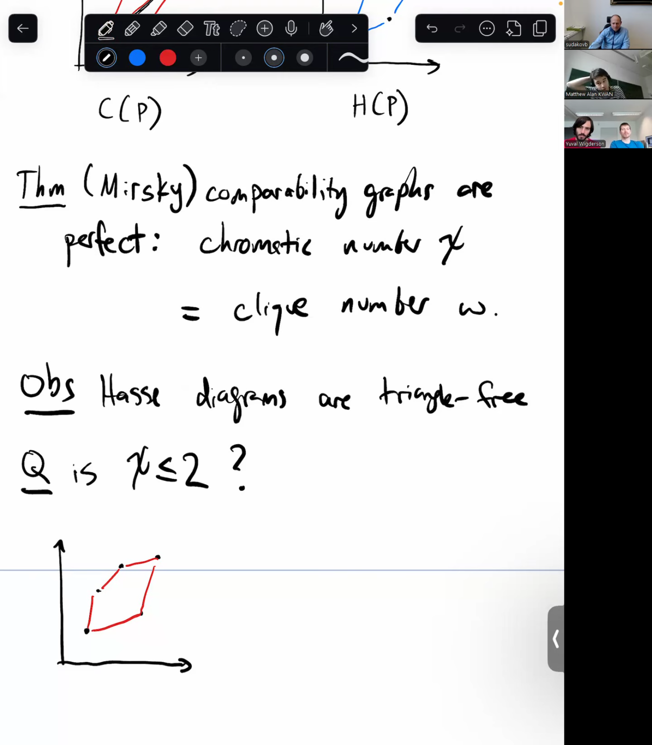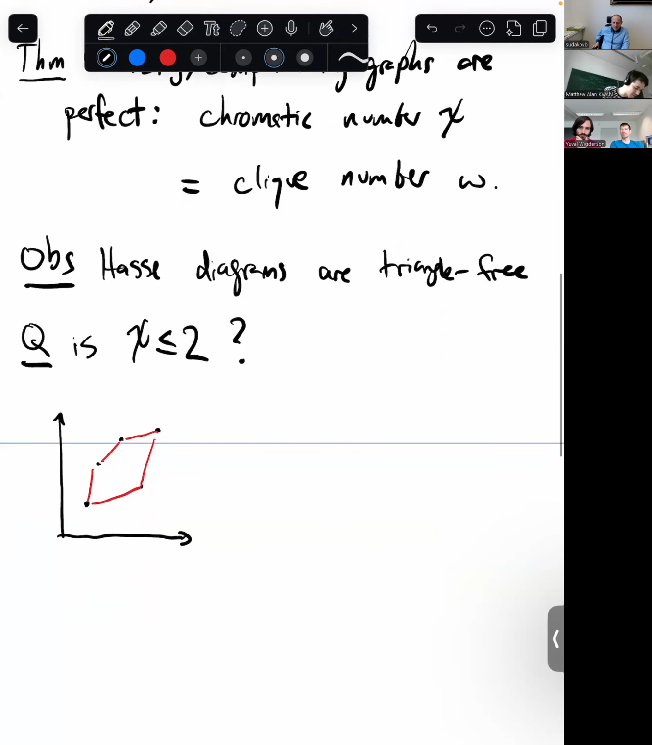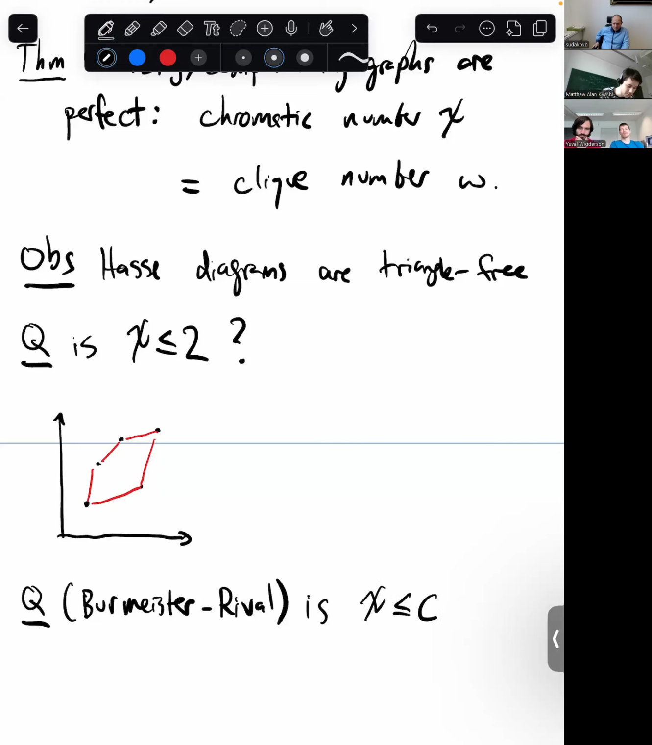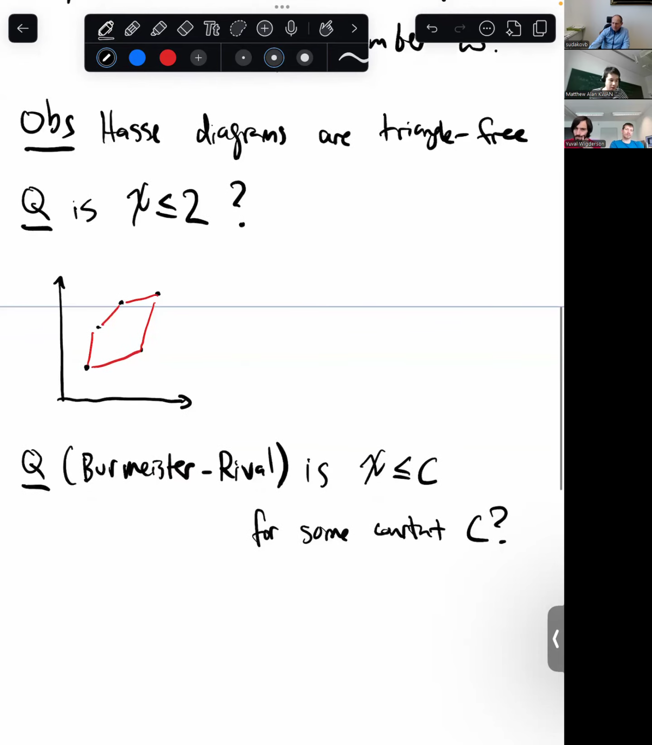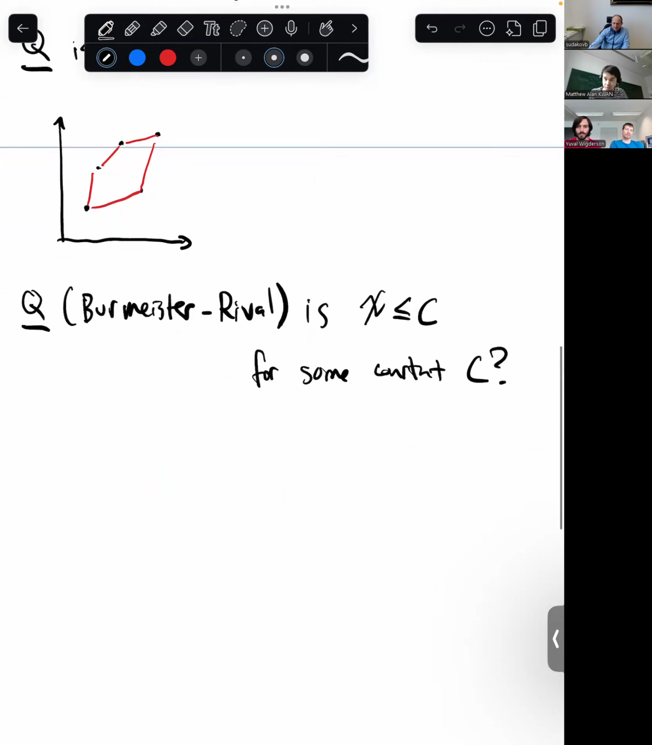But you might still ask, maybe they're not perfect, but maybe they're at least chi-bounded. Maybe at least the chromatic number is bounded in terms of the clique number, which in this case is 2. So you could ask, and apparently this was first asked by Burmeister and Rival, maybe the chromatic number is bounded by some constant C. So this one is a harder question. It's not so easy to think about just by drawing little pictures like I have done. But unfortunately, even this is false.